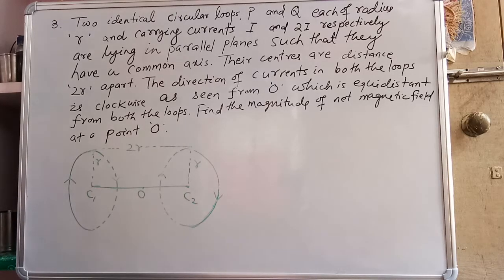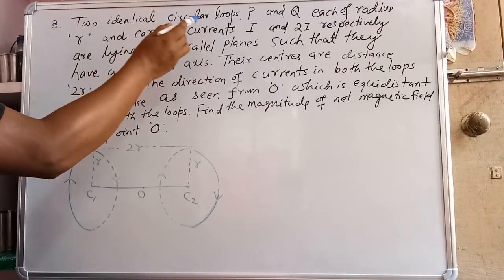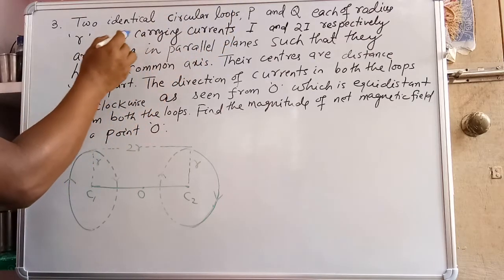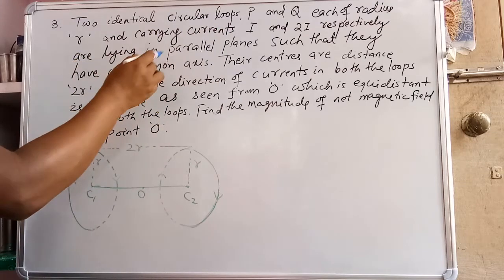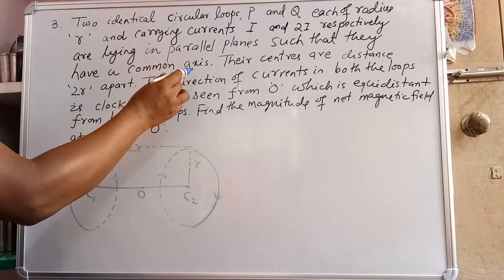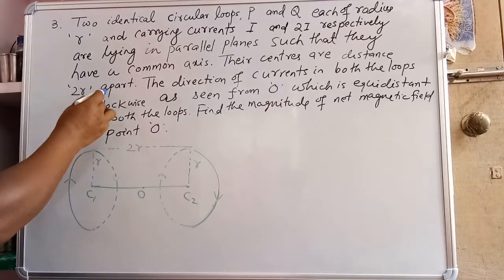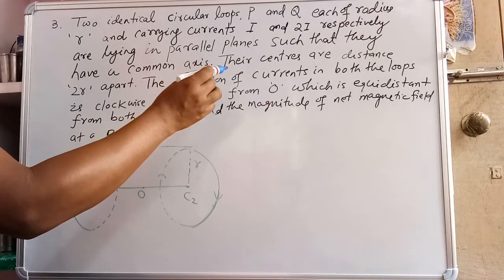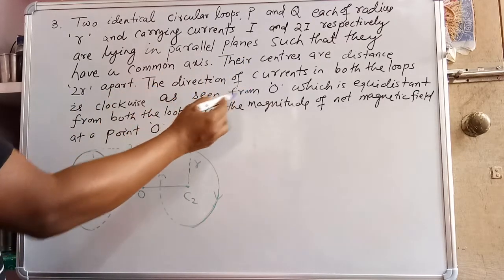So the next question is that two identical circular loops P and Q, each of radius r and carrying currents I and 2I respectively, are lying in parallel planes such that they have a common axis. Their centers are distance 2r apart. The direction of currents in both the loops is clockwise as seen from O.